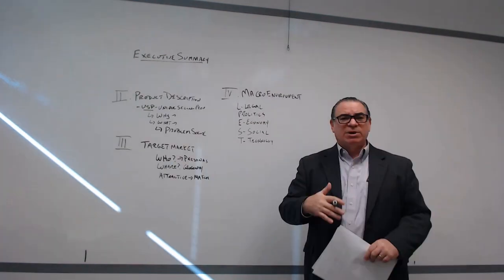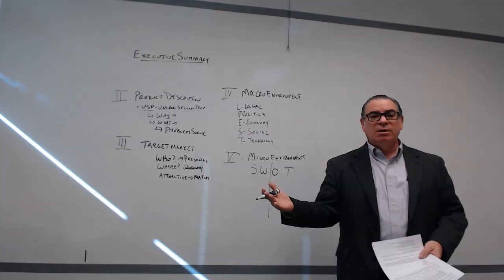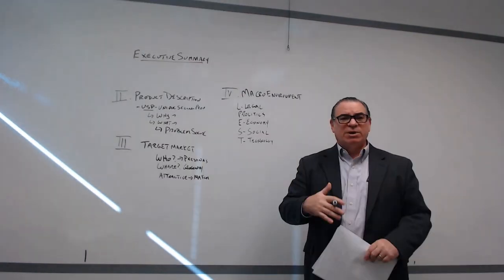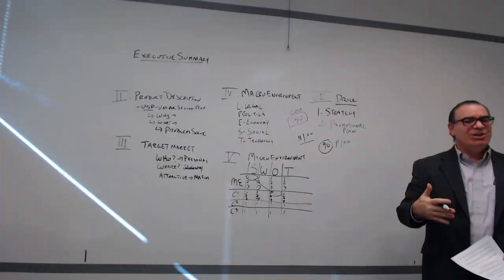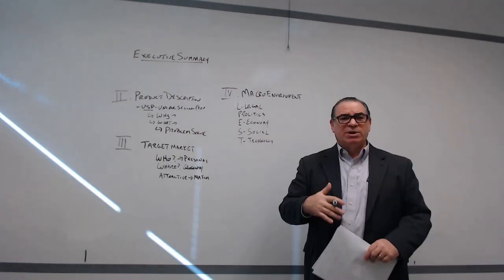So far we have product description. We're identifying the USP, the why, the what, the problem that we're solving. Then we're explaining the target market, the who, the where, that's the personas, the demographics, the geography, where those people are. And then why is this an attractive match, our target market? Why is it attractive to us? Why does that make sense?